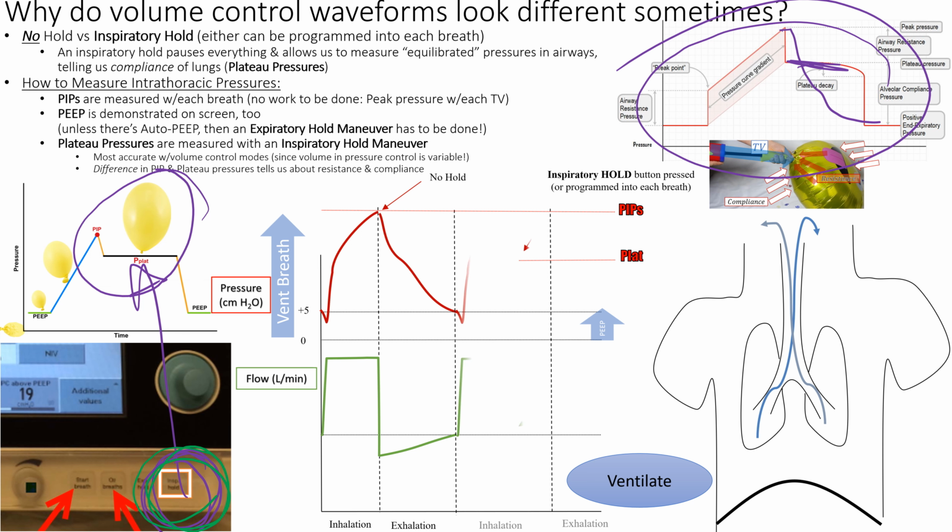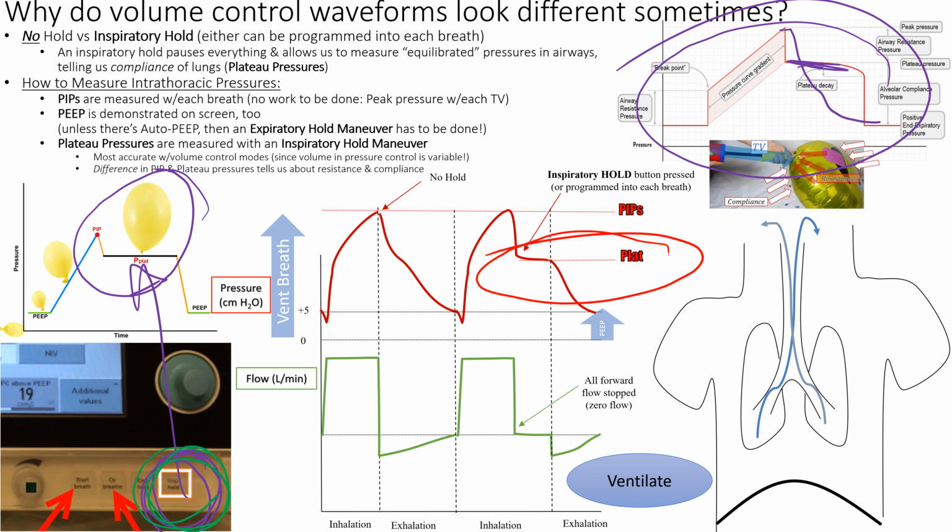And then we ventilate them again, and it's going to hit that PIP no matter what, but we hit the little inspiratory hold button right there, and then it comes back down to normal. So we are able to see and measure our plateau pressure in that situation. We always get PIPs, 30, 35, 28, 25. We always get PIPs measured, right?